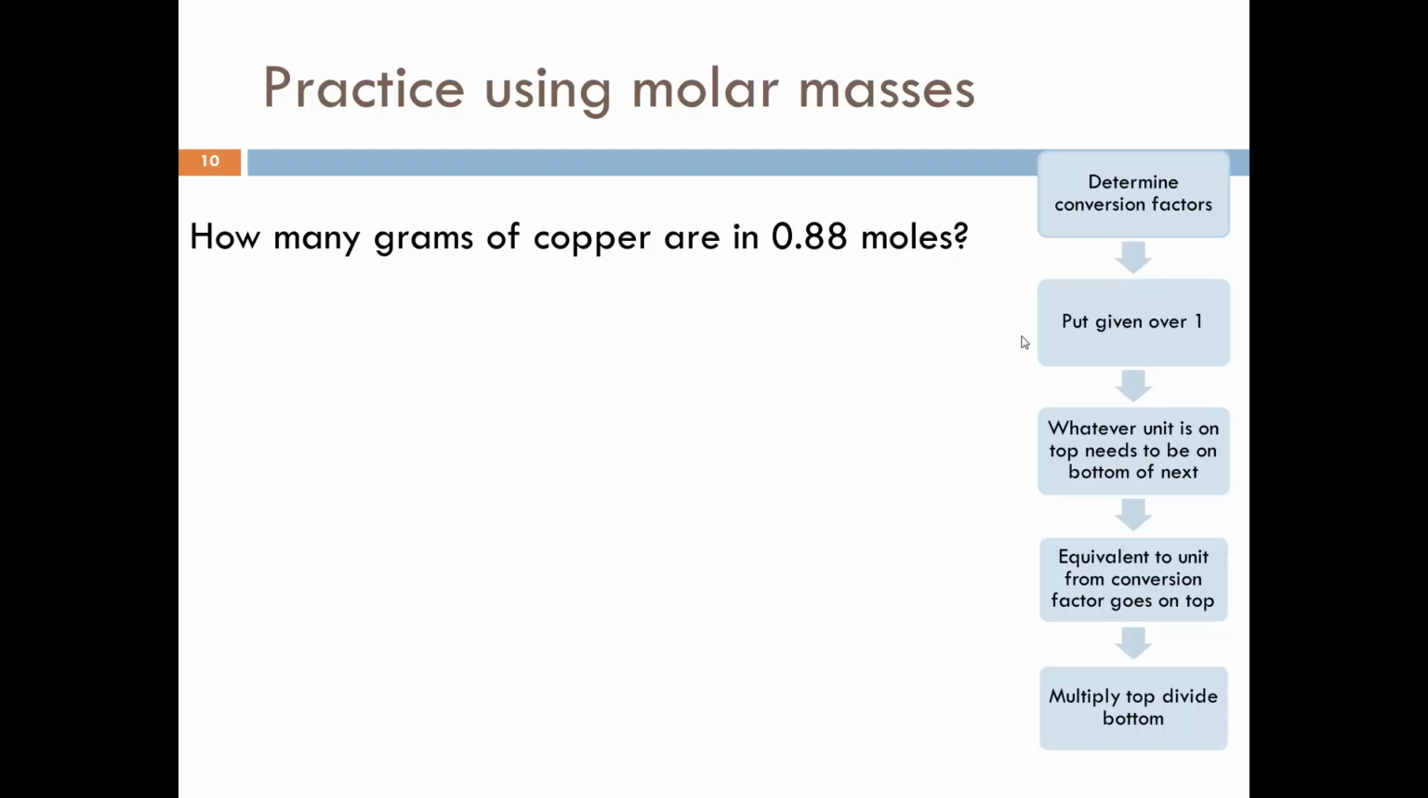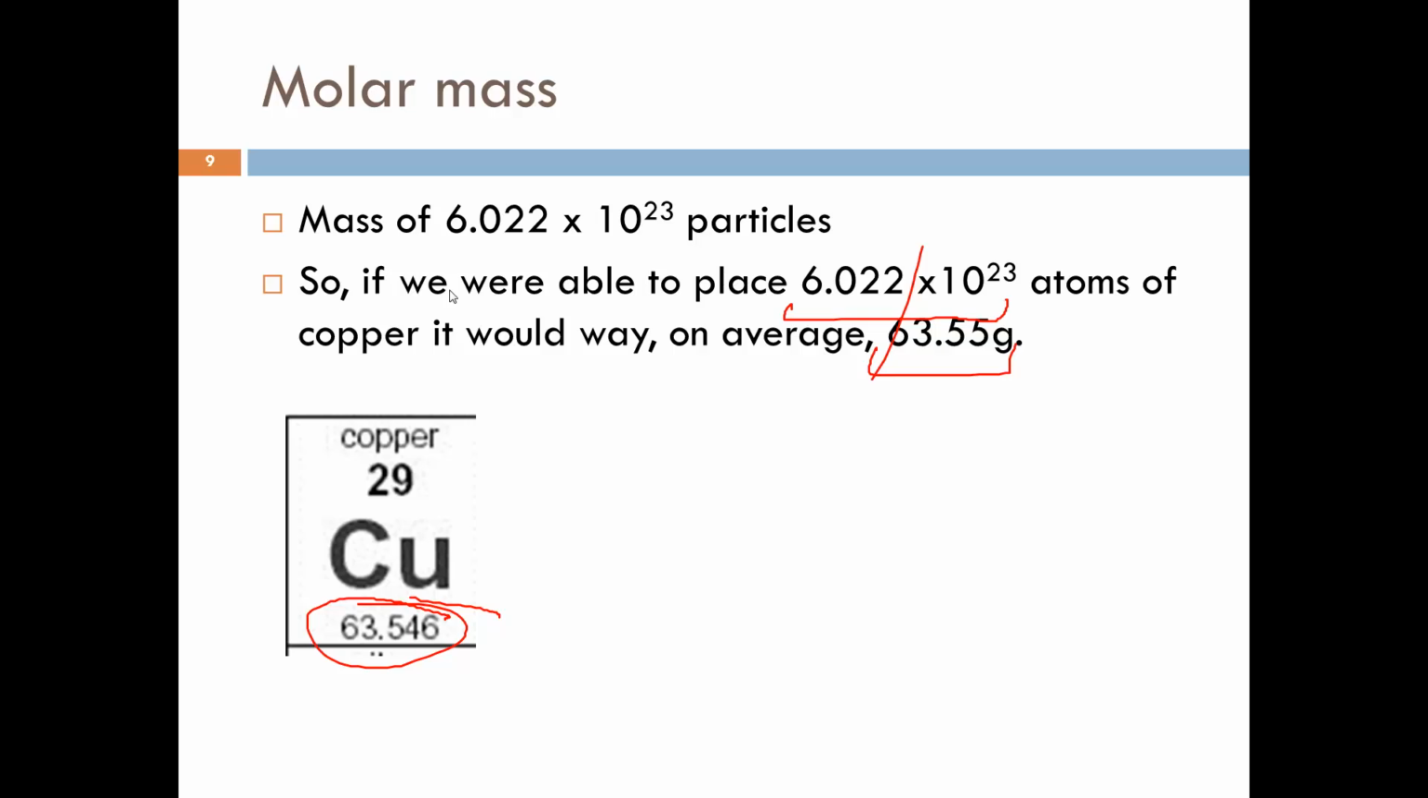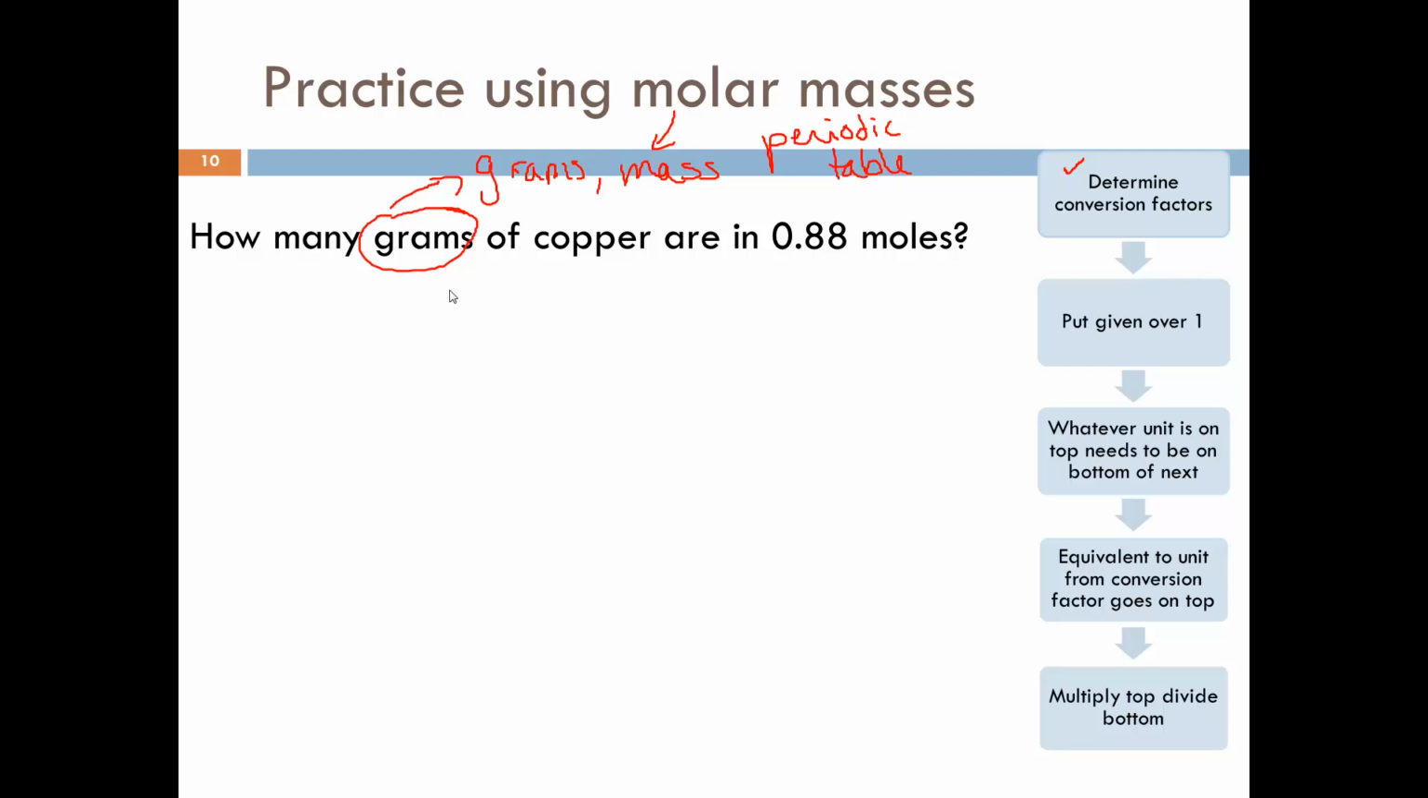So determine the conversion factor. You notice the word grams here. When we're looking at molar masses, we're looking for grams or mass. If we see one of those key terms, we're going to look on the periodic table for the molar mass. So I know that it's 63.546, and that's grams in 1 mole.